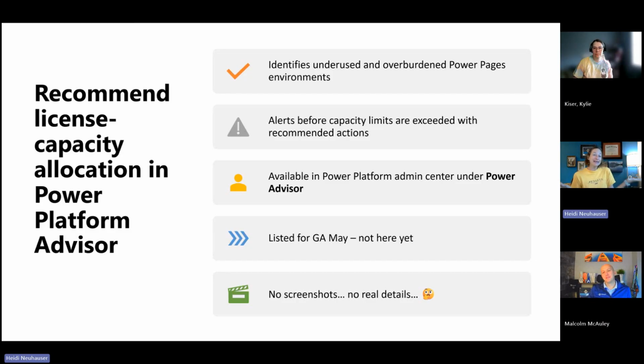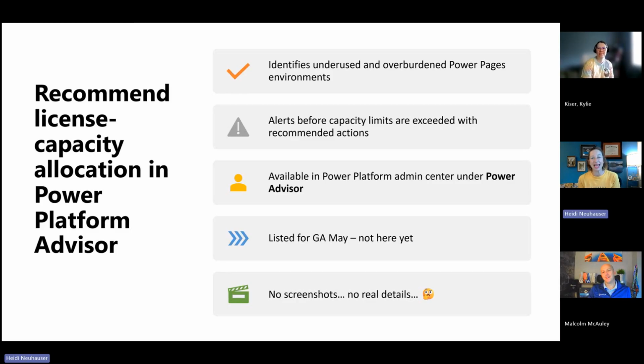So this seems like it might be the easy button-ish, where it can at least let us know what's going on and proactively let us know, oh, these are some underused and overburdened Power Pages environments. And here's an alert that your capacity is approaching your limit. You probably need to add some more. So it's interesting in a way that can help you manage your environments and your Power Pages before they become a problem. It's not really going to help us with new ones, but it's interesting.